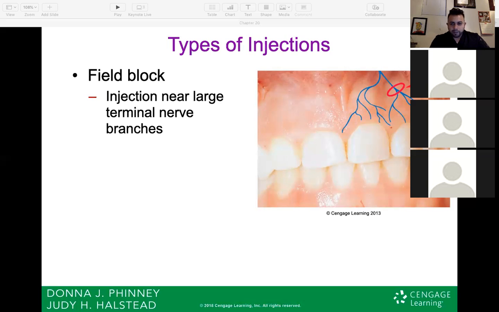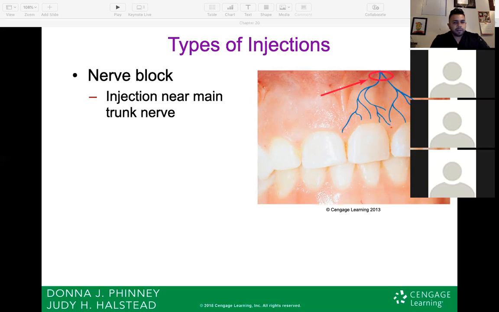Again, that field block is right in the middle of those nerves. This is usually given at the apex of the tooth and can involve 1 to 2 teeth. Usually the patient feels numb within 2 to 3 minutes after this type of injection. A nerve block is when we block that entire nerve. So this is usually done near the main trunk of the nerve. Nerve block injections are done to cover a larger area of teeth that need to be worked on. It is used to numb an entire region, and usually it takes effect within 5 minutes. So it takes a little bit longer than the other types of injections.